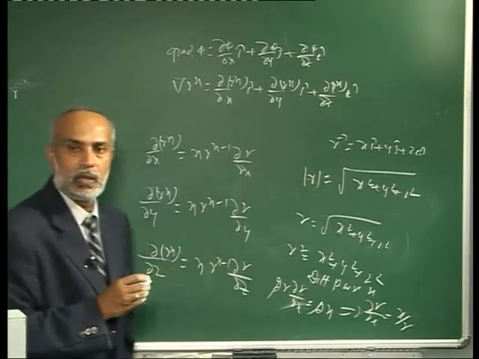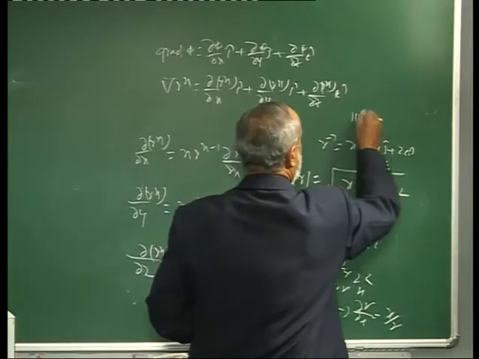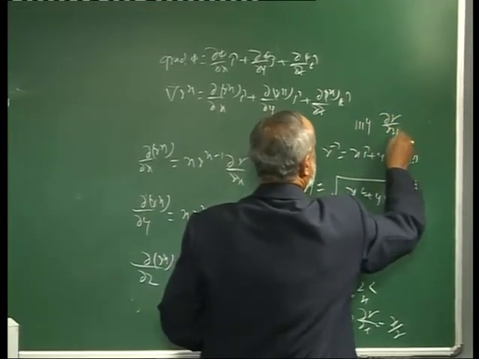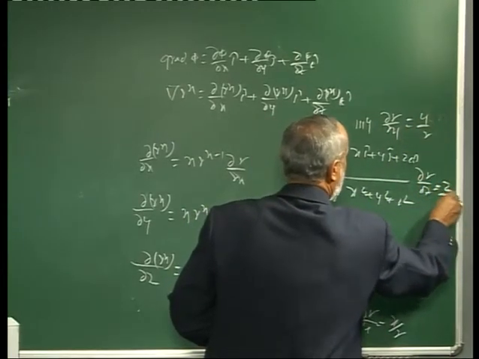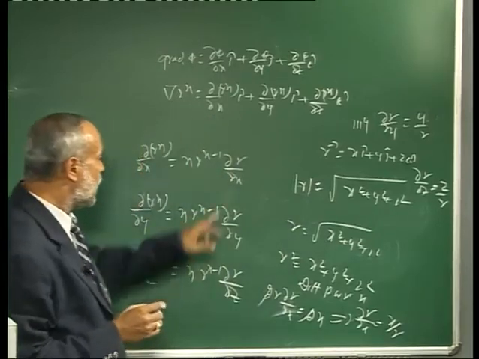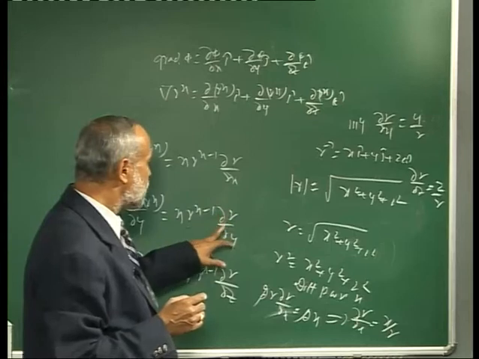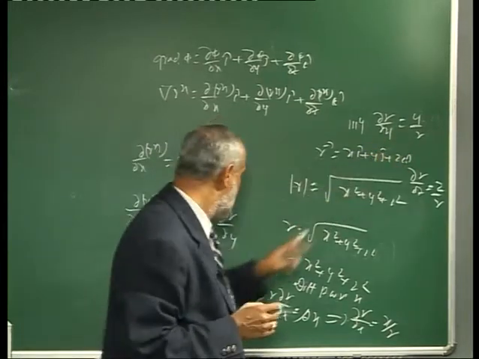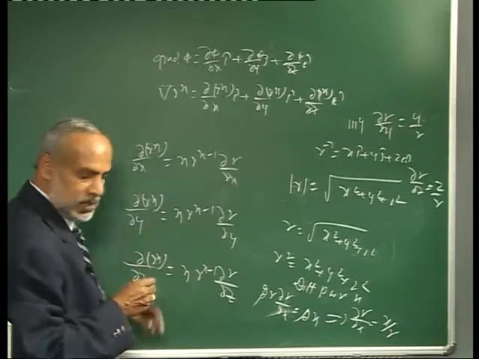it implies that dou r by dou x is equal to x by r. Similarly, you can write dou r by dou y is y by r, and dou r by dou z is equal to z by r. Now you can substitute: in place of dou r by dou x, x by r; in place of dou r by dou y, y by r; in place of dou r by dou z, z by r. Then you get the required result.